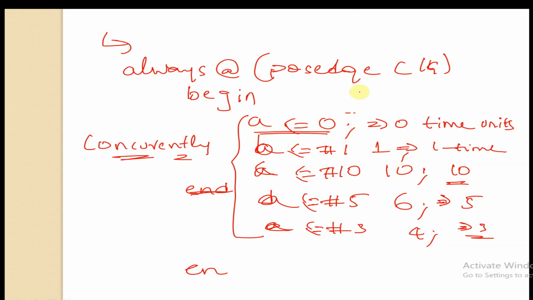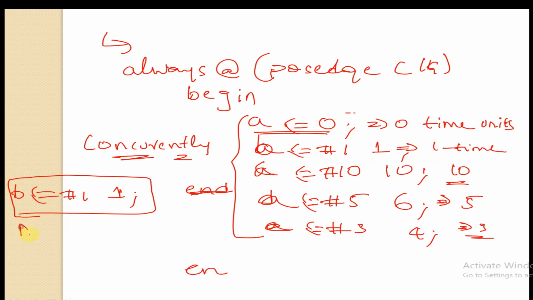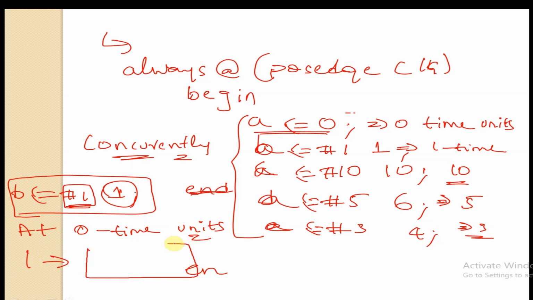And in the case of non-blocking statements, what happens internally is, for example, we will take the case of B is equal to #1 1. In case of non-blocking statements, if we mention any delay, like this intra assignment delay or inter assignment delay also, in both cases, at 0 time units, our value 1 will be stored in an internal register. So the simulator will store the value of 1 in an internal register at 0 time unit only.